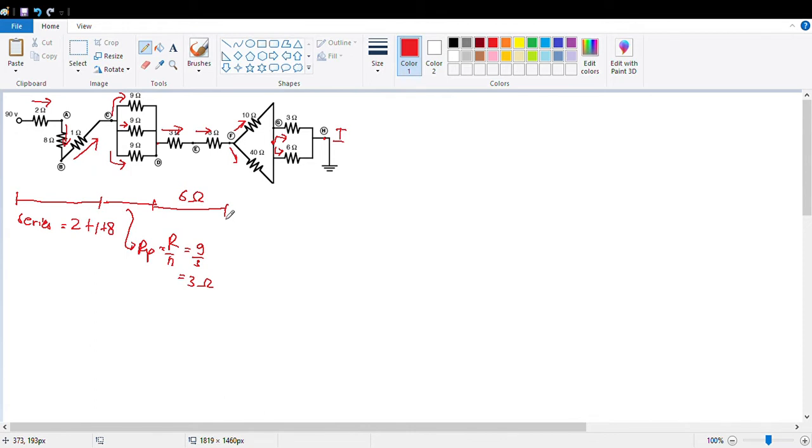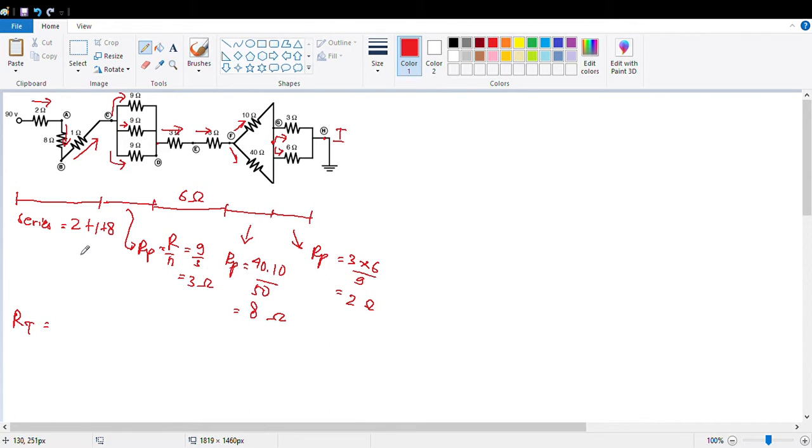Okay, how about this one? Yeah, you can use this. I prefer to use this way: 40 times 10 over 50. So 400 over 50, then 8. From here to here, same. RP is 3 times 6 over 9, so 2. After that, find the R total by adding them.